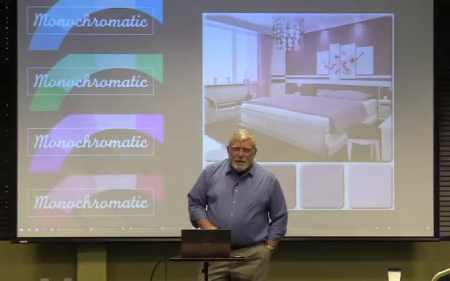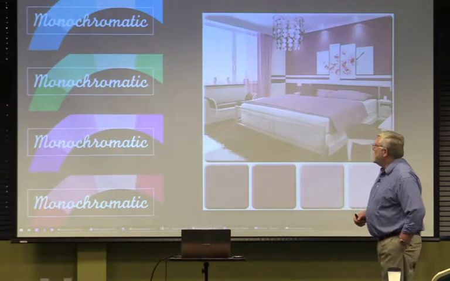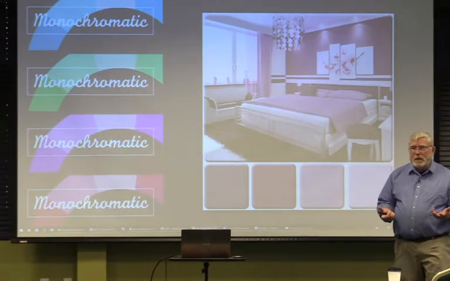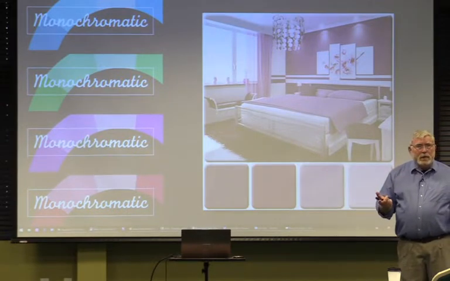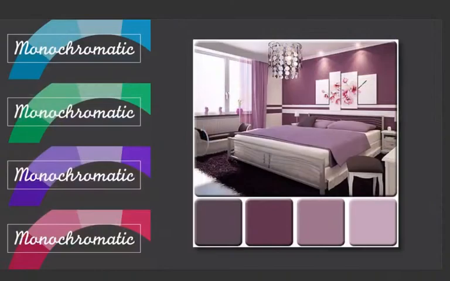Here's monochromatic being used in a home. The last one we saw as part of interior design was complementary, where you had violet and yellow. Here you have different shades of violet, light and dark variations on the same color. Creates a completely different feel.